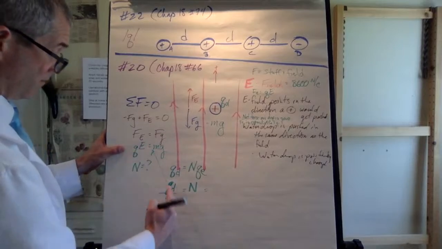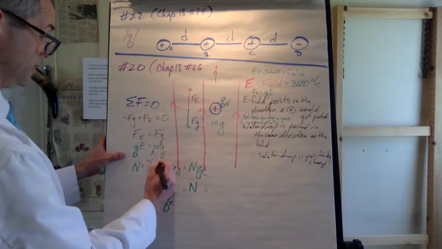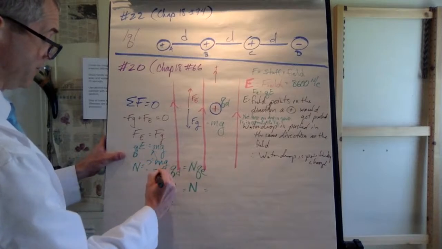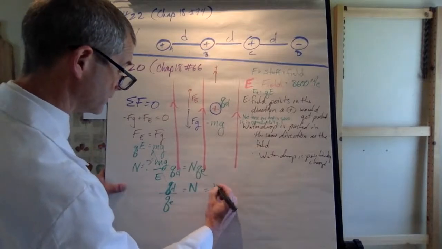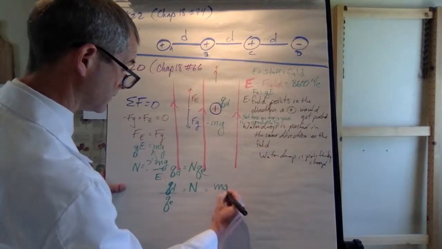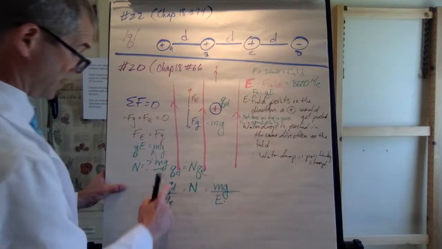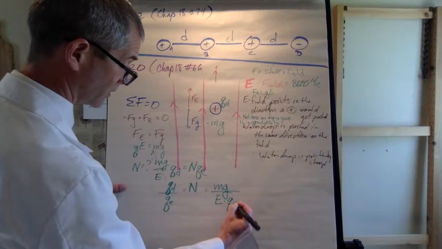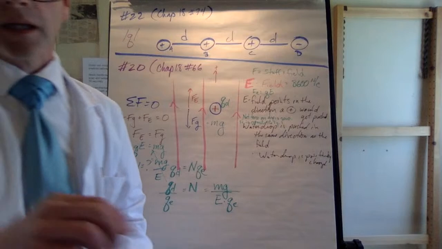So the charge that's on that drop is mg divided by E, divided by the charge on the electron. All right. There we go.